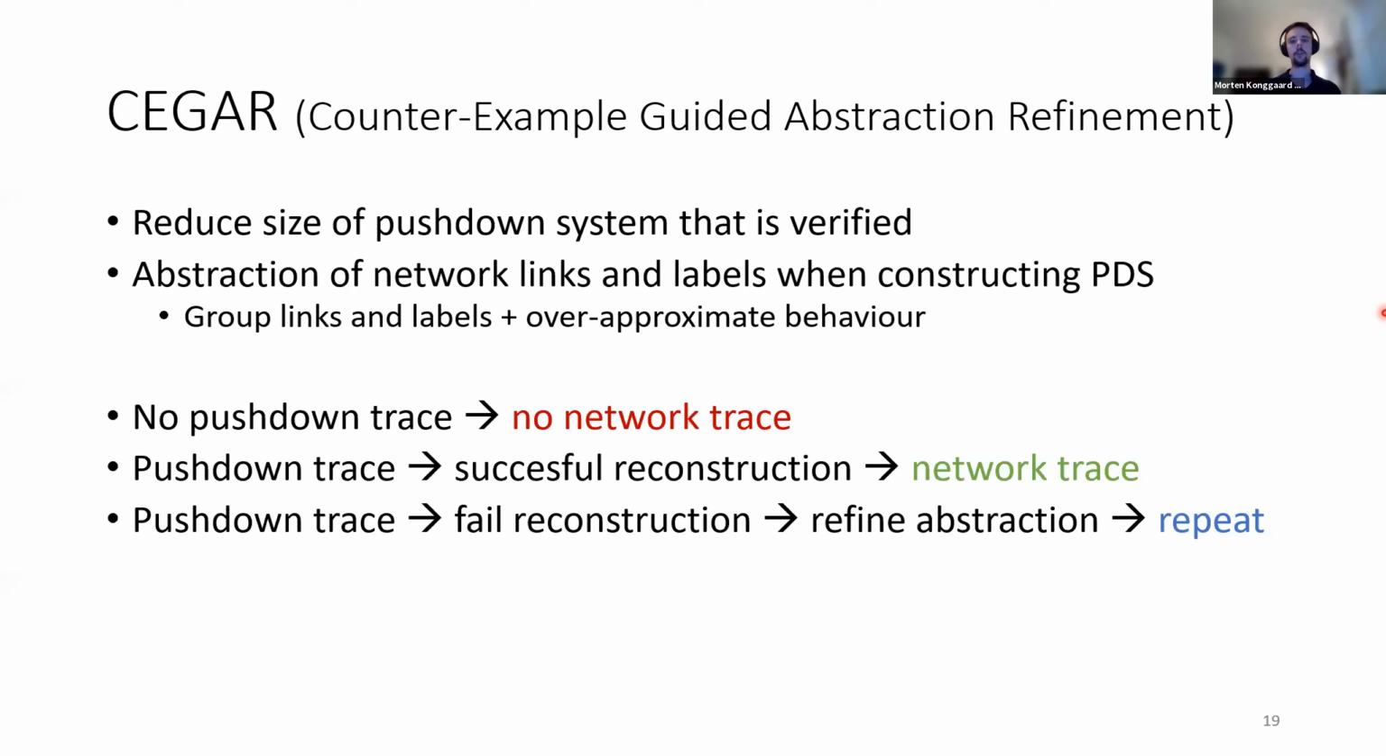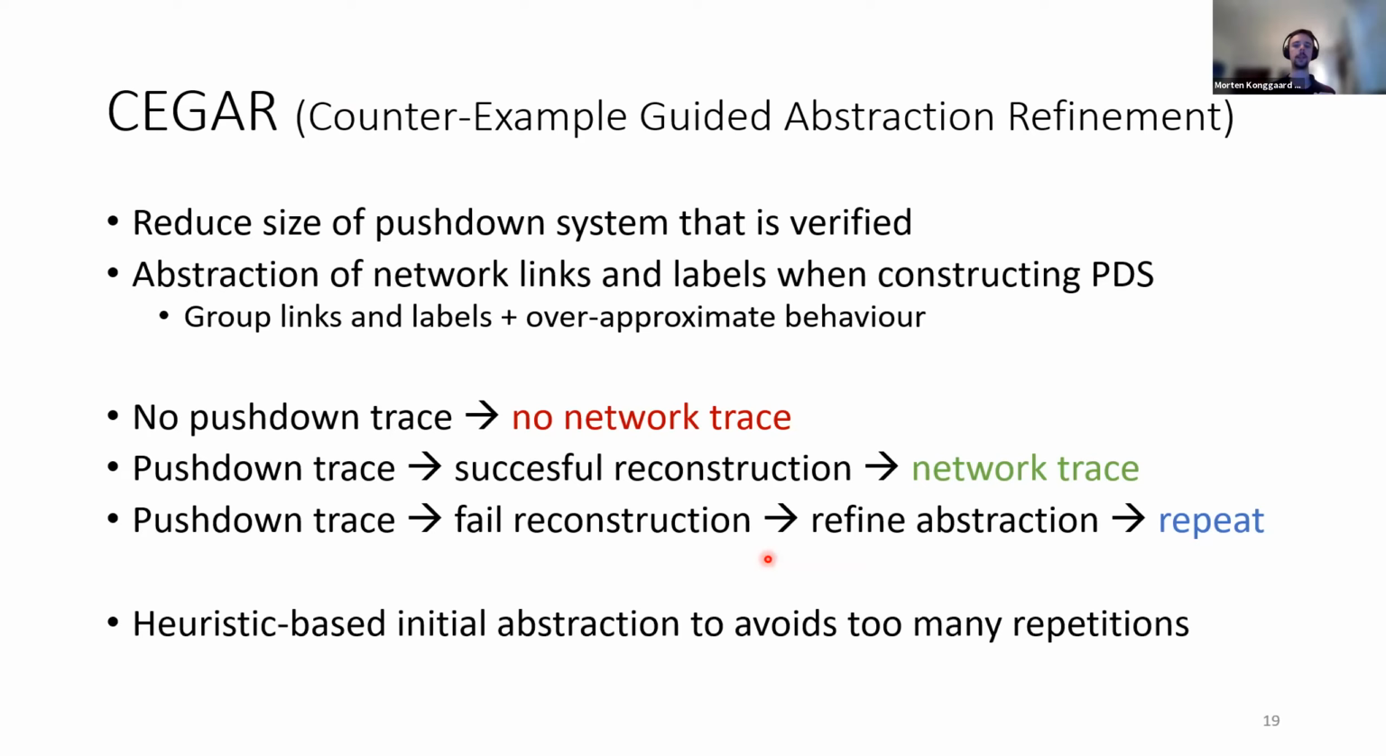When we do an over-approximation, it means that if there is a trace in the network, there will be a trace in the pushdown. So when we have a negative answer from the pushdown, we already know there's no network trace. Otherwise, we have a trace and we try to reconstruct the trace in the network. If this succeeds, we are happy. Otherwise, we need to refine the abstraction. And often for implementing CEGAR in a concrete system, the challenge is how to find a refinement based on the failed reconstruction of this counterexample. In the paper, we show how to efficiently do this based on this spurious counterexample.